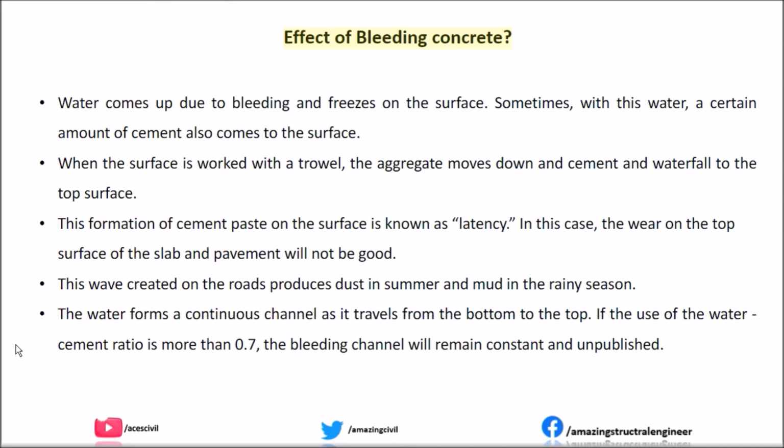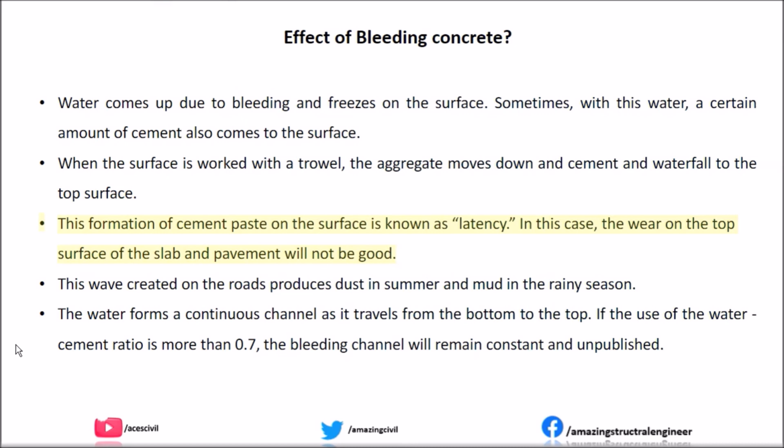Effect of bleeding in concrete. Water comes up due to bleeding and freezes on the surface. Sometimes, with this water, a certain amount of cement also comes to the surface. When the surface is worked with a trowel, the aggregate moves down and cement and water rise to the top surface. This formation of cement paste on the surface is known as laitance.